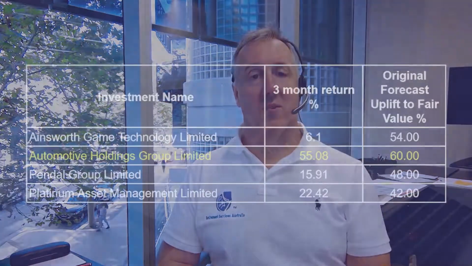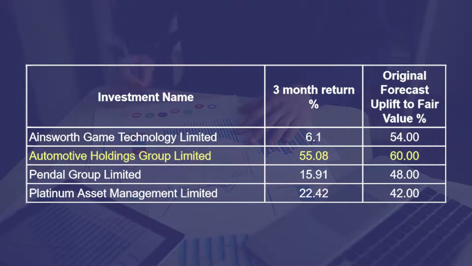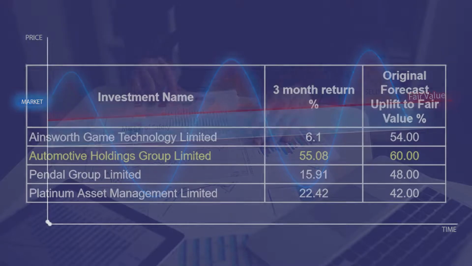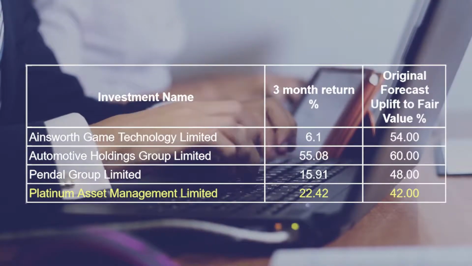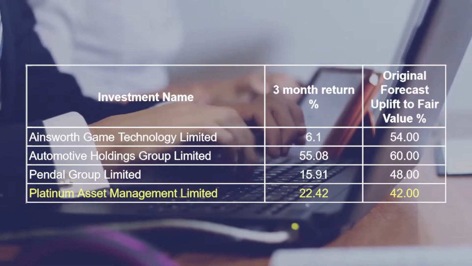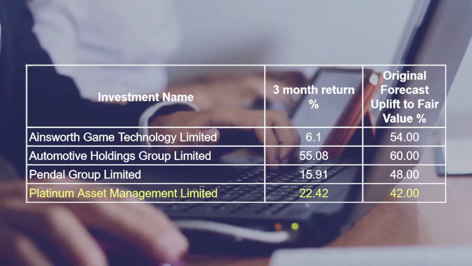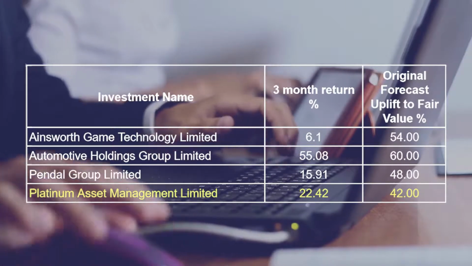So in this instance, I can tell you that our advice would have been to sell Automotive Holdings Group, because the uplift to fair value on Automotive Holding Group was 60%, and we've already made 55%. So we're going to get out of that. With Platinum Asset Management, it's sort of halfway to where we expect it should be, so we sort of expect an uplift of 40 to 45% on that. So we're going to hold the course there.